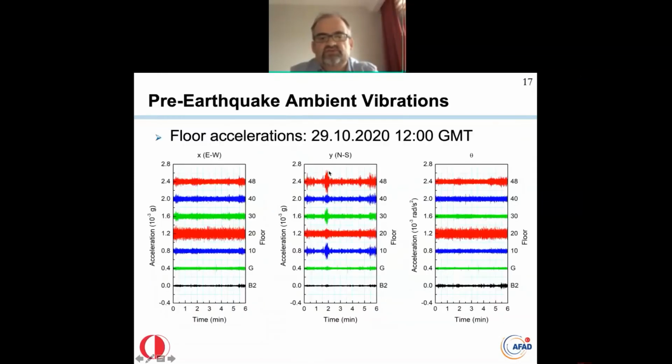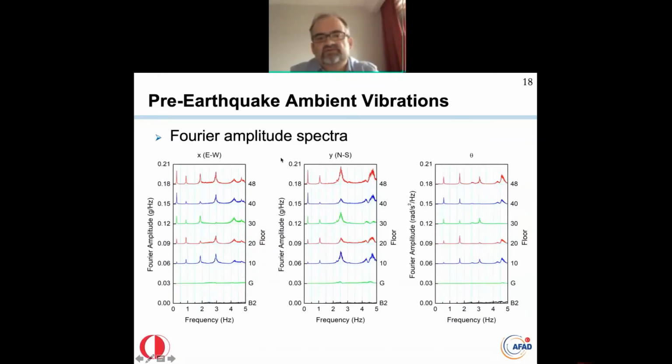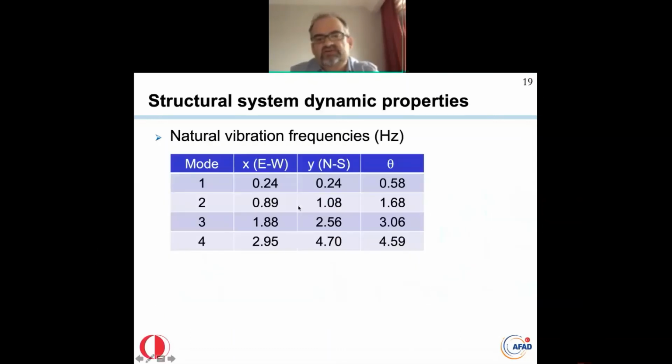Well, here you see the floor accelerations before the earthquake. From left to right, you see the east-west translational, north-south translational, and torsional responses. And from bottom to top, you see the responses from the basement to ground, floor number 10, 20, 30, 40, and 48. And here are the Fourier amplitude spectra of these responses. And from the peaks, natural vibration frequencies were determined.